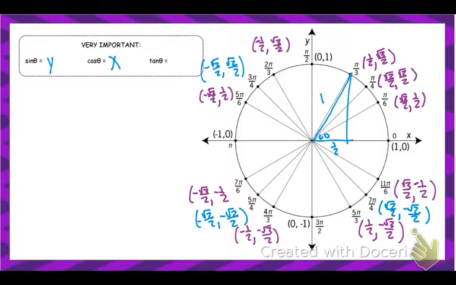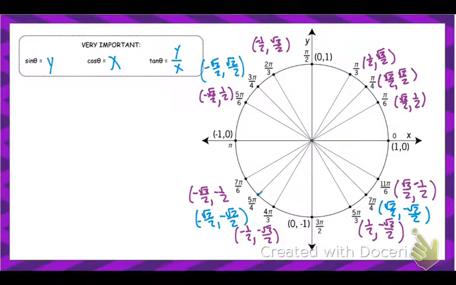Tangent is what we get if we do opposite over adjacent. Well, let's consider opposite over adjacent on this picture. Opposite is the y, adjacent is the x. Opposite over adjacent is y over x. It also kind of looks like the slope of that line if you consider that as well. So tangent kind of works out like your slope.